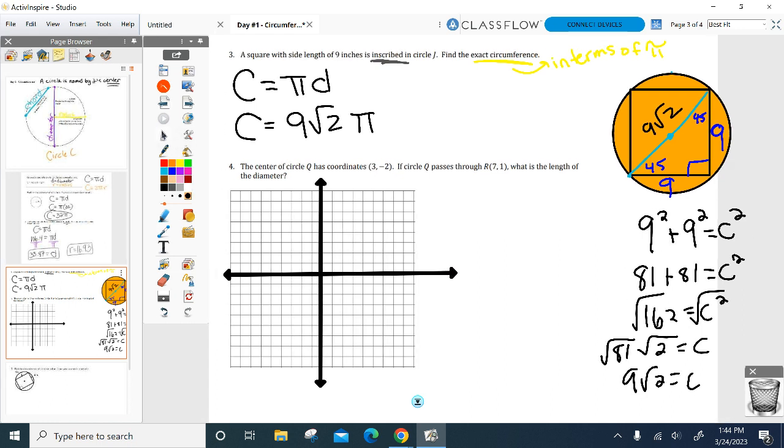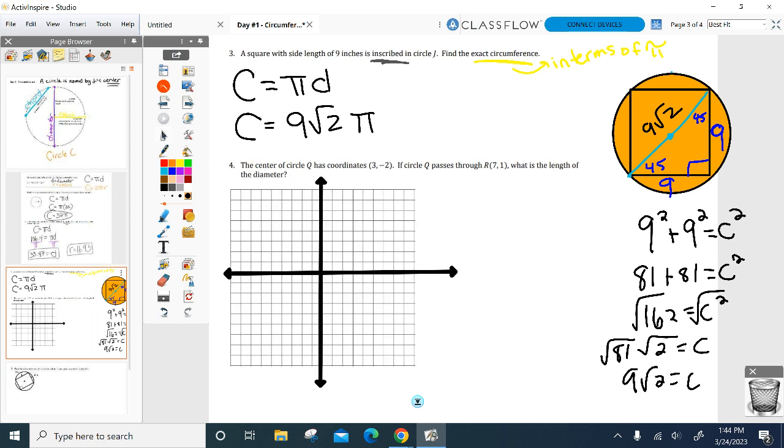3, -2. 1, 2, 3, negative. Easy. Point Q. 1, 2, 3, 4, 5, 6, 7, 1. It's point R. Ready? Diameter. Just given Q's the center. The circle goes through R.